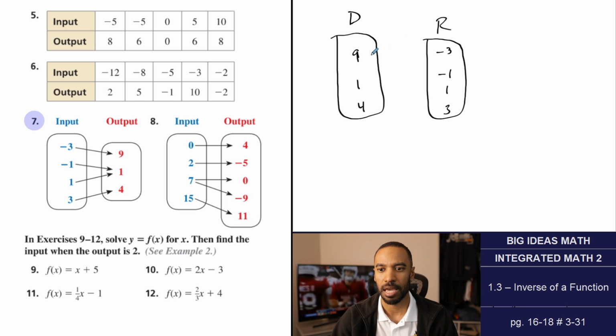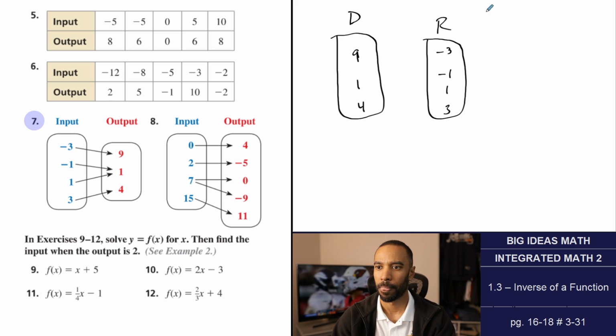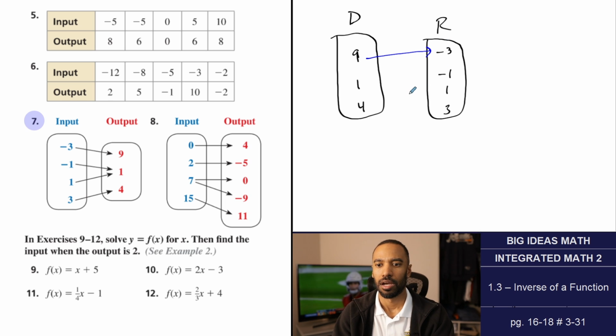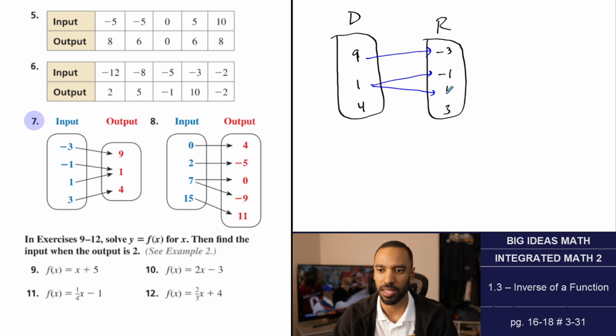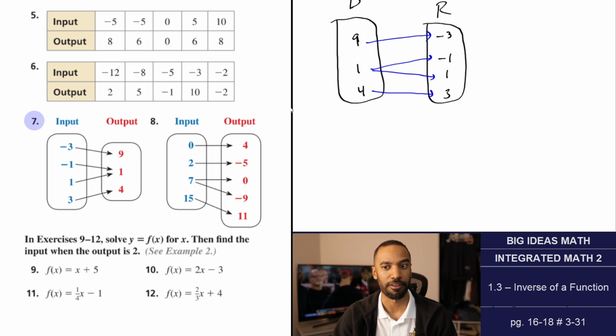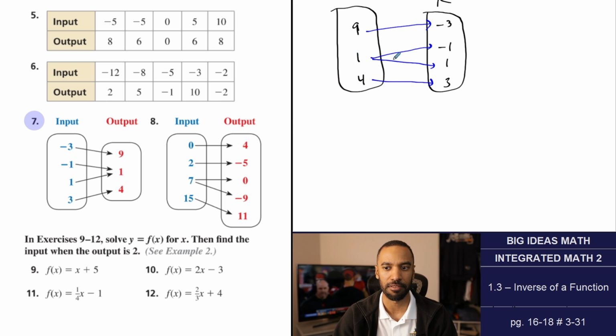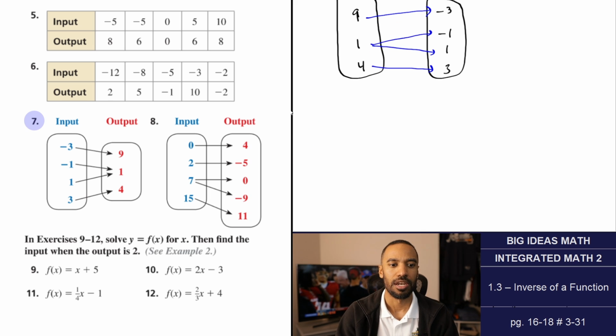So negative 3 went to 9 before, now 9 goes to negative 3. Let's use a different color. 1 came from negative 1 and 1, so now 1 goes to both of those. There's now that split. And now 4 goes to 3. And the original was a function. This inverse is not a function because one input gave you 2 different outputs.